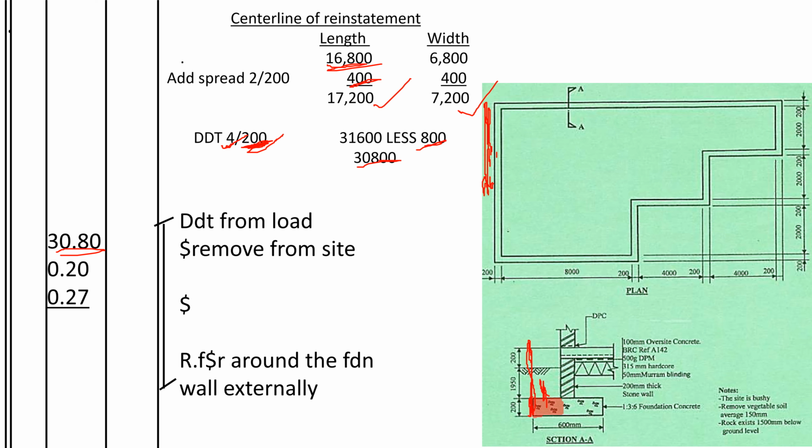We get 3,800. So it shall be 30.8, which is the centerline of reinstatement. It's not the same as the centerline of the trench or the centerline of the wall. Then we multiply by the width of the reinstatement. Then we multiply by the depth of the reinstatement from the reduced level to the topsoil. So you shall say you shall deduct this load from cut away. It was to be taken away from the site after we clear the site of the vegetable soil. We add it to refill and ramp because we shall use this soil again.